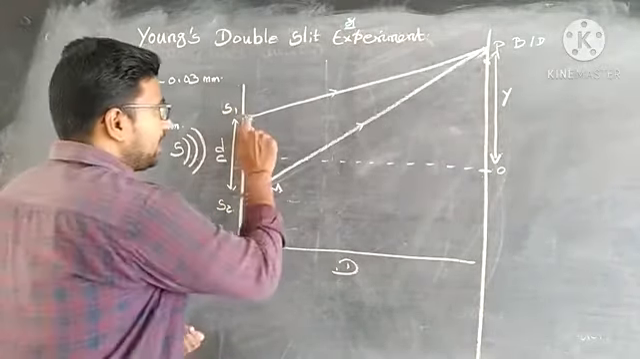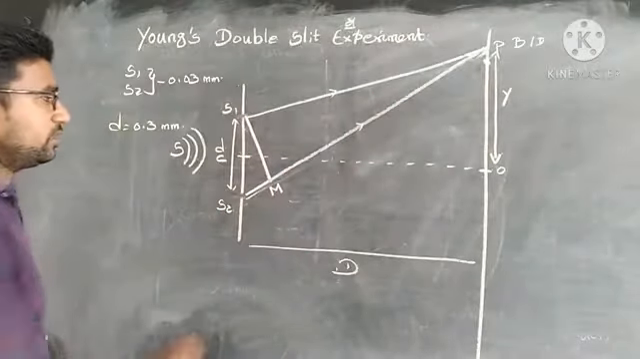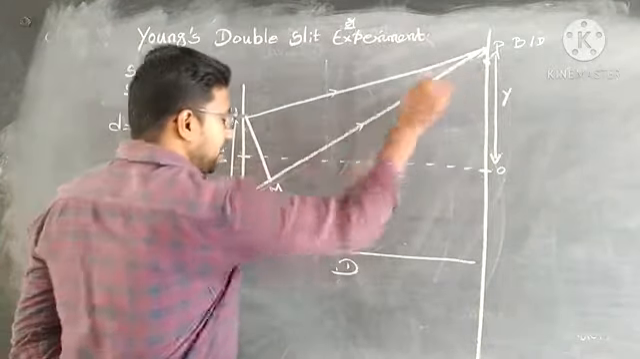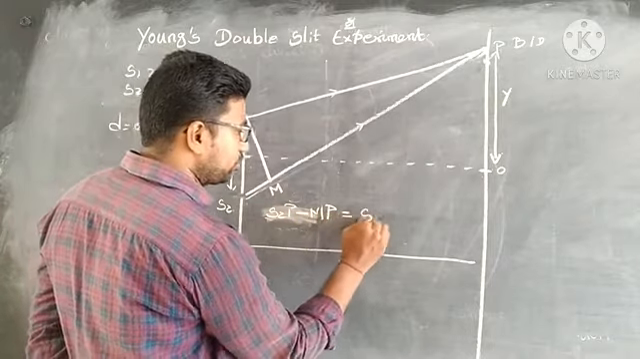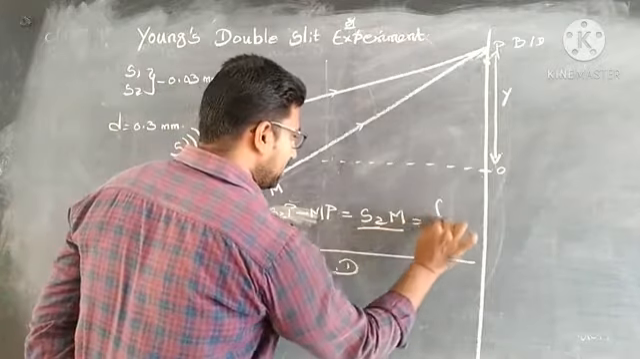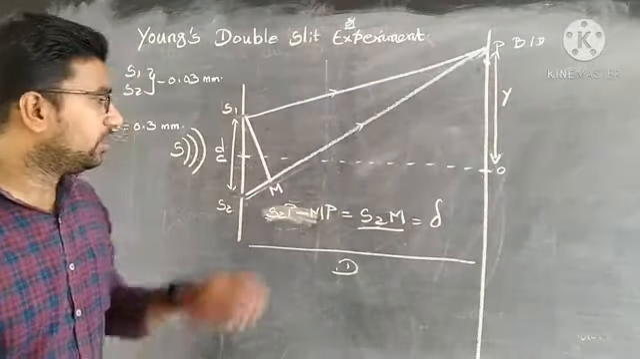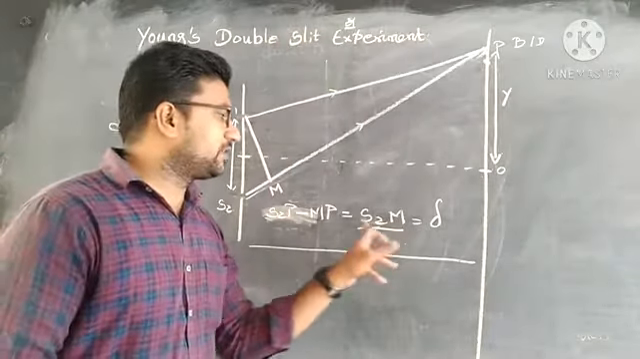So now S1P is equivalent to MP. Am I right? So S2P minus MP gives the path difference value, that is S2M. This is my path difference value. It is indicated by the term delta. Finally, the path difference has been deduced. What is the value of path difference?